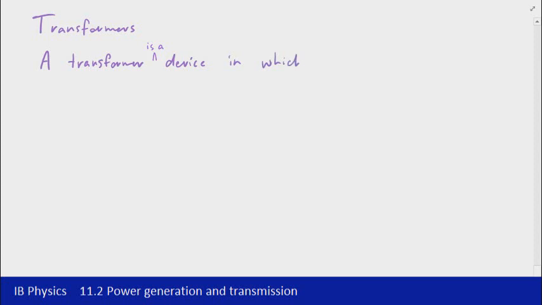And so it's a device in which an input potential difference can be either increased or decreased. And which one of those, whether it's going to be increased or decreased, will depend on the purpose of the transformer, where it's being used.